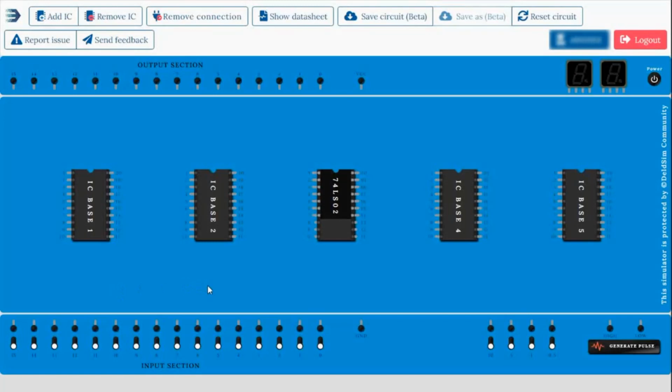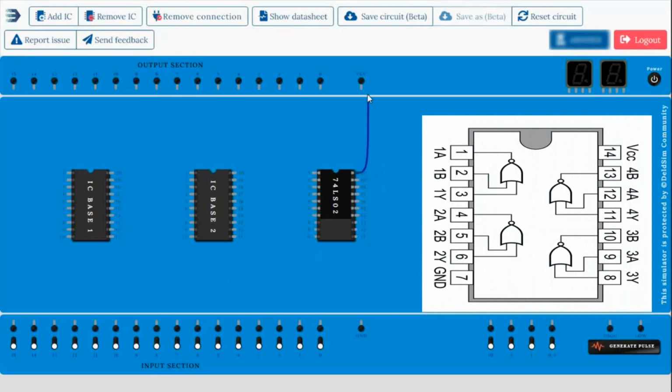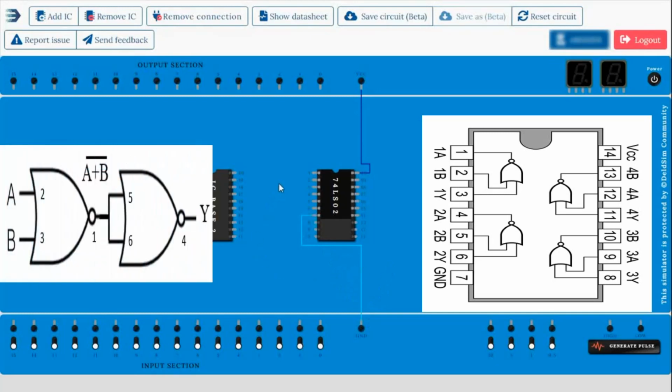Now again you have to take IC 7402. I have already taken it. Pin number 14 and pin number 7 connection is also same. Now following the circuit diagram, we have to take two different input at pin number 2 and pin number 3. Now the output from pin number 1 will be connected to pin number 5 and pin number 6. Final output will be taken from pin number 4 and it will be connected to output panel. So the circuit is completed.